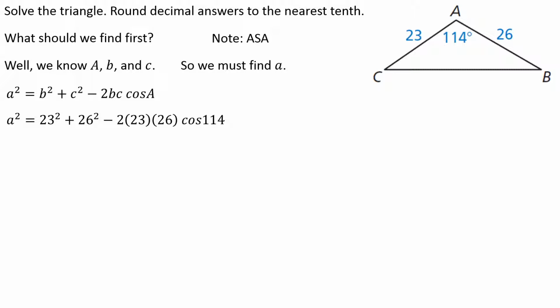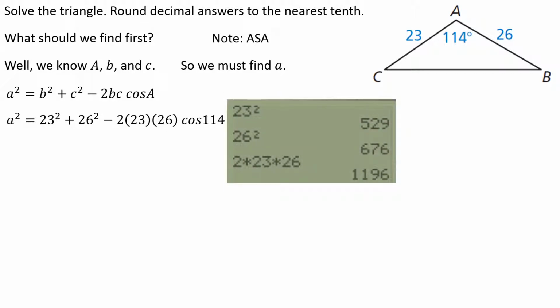So b squared becomes 23 squared, c squared becomes 26 squared, 2 times b times c becomes 2 times 23 times 26. Finally, cosine of A becomes cosine of 114. Well, with a calculator, I can figure out 23 squared, I can figure out 26 squared, I can figure out 2 times 23 times 26.